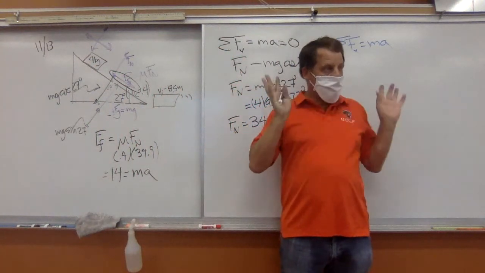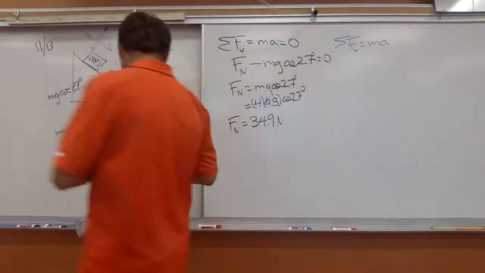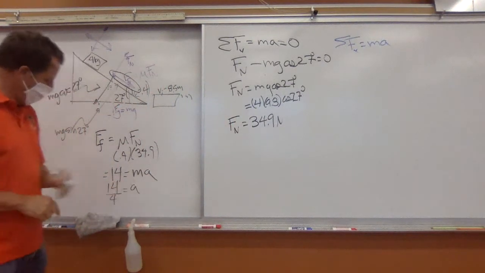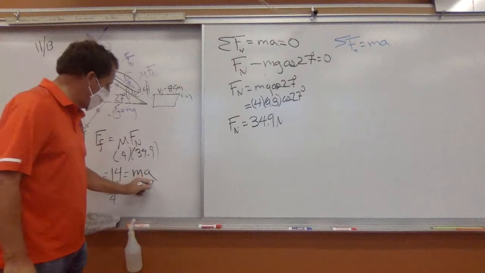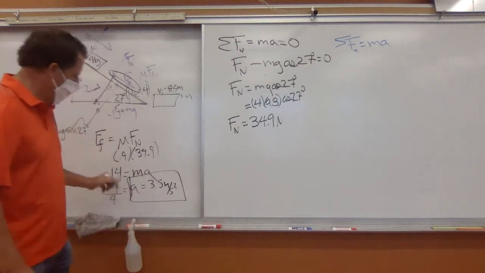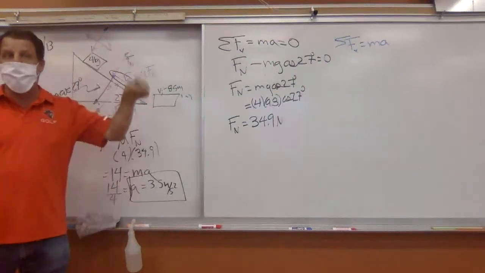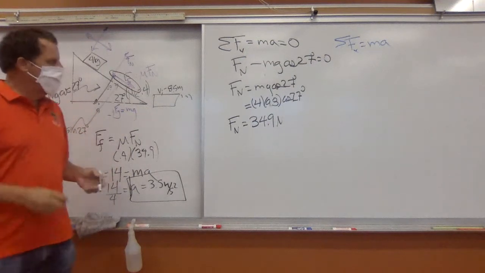Unlike before, we're taking each individual component out, and I'm going to show you what it would look like if we put it all together. So we're going to have 14 divided by 4, and that's going to give us an acceleration of 3.5 meters per second squared. That is down the ramp. We can choose to call that negative, or we can choose to call it positive, and we'll decide later.